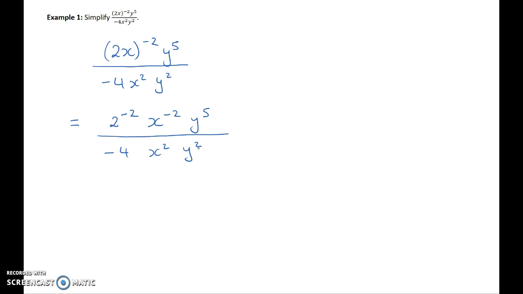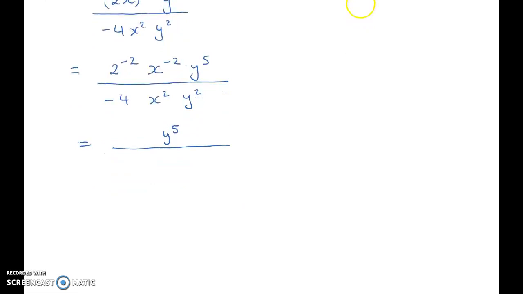Anything that has a negative exponent can go to the other level. So we're going to bring down the 2 and the x because they each have negative exponents. That will leave us with just a y to the 5 on top. And on the bottom we have negative 4 x squared y squared. But now we're also bringing down the 2 to the negative 2, so it comes down and the exponent becomes positive, so it becomes 2 to the 2. And the x to the negative 2 also comes down and its exponent becomes positive.